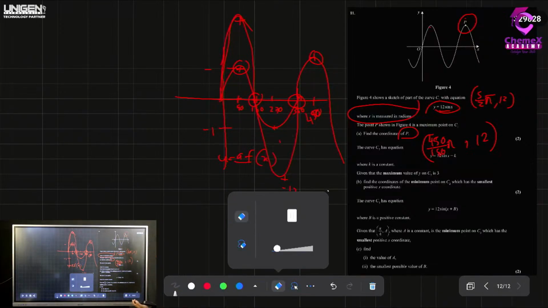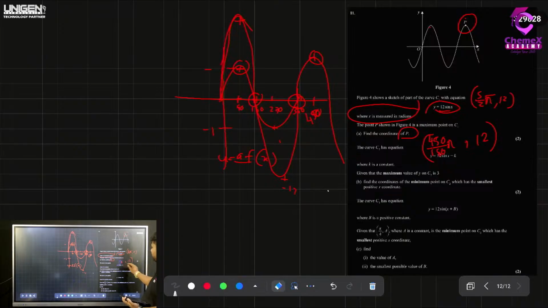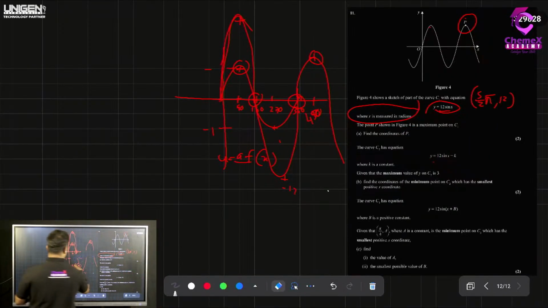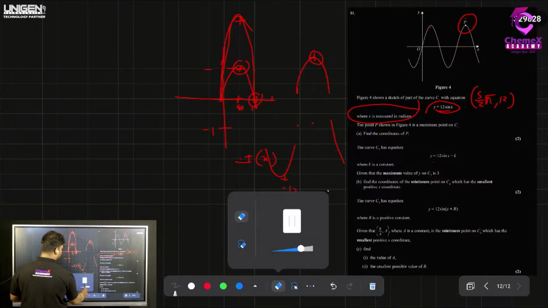Gamita, do you understand? Yes, sir. Let's move on to the next part then, find the coordinate P. So how do you do the next one?